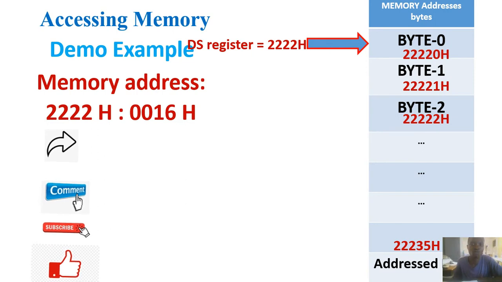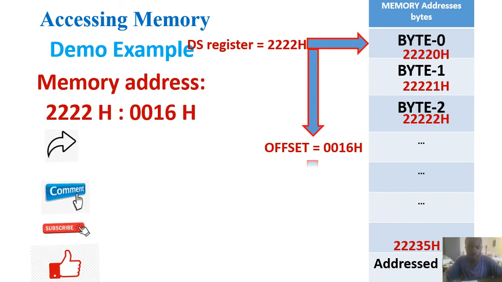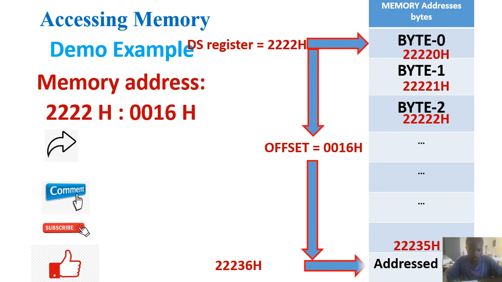Now we want to move from this starting address. How many steps? 16 steps. So we move 1, 2, 3, 4, 5, 6, 7, 8, 9, 10, 11, 12, 13, 14. So those are the steps up until we get to that addressed byte. You see, that's what is happening.